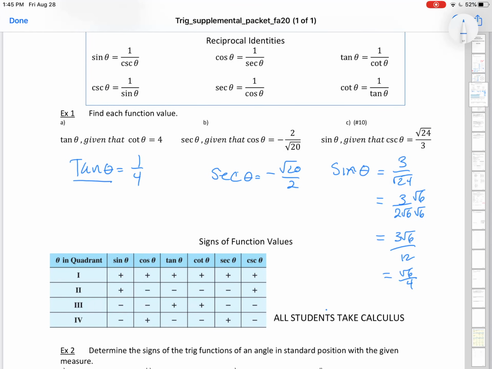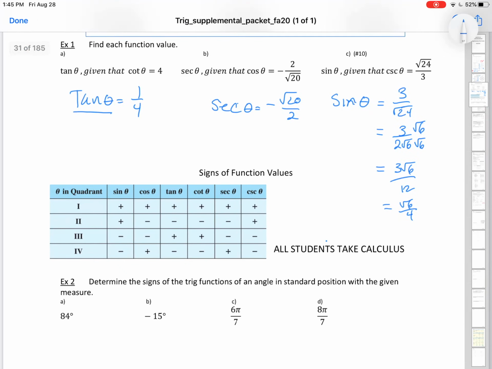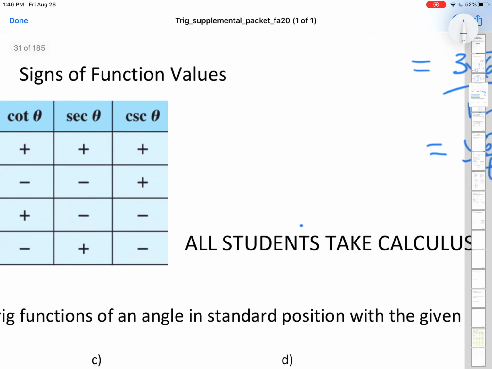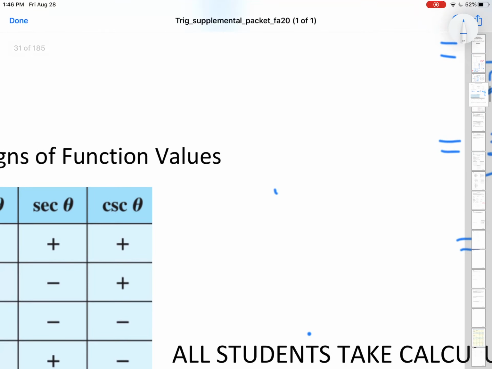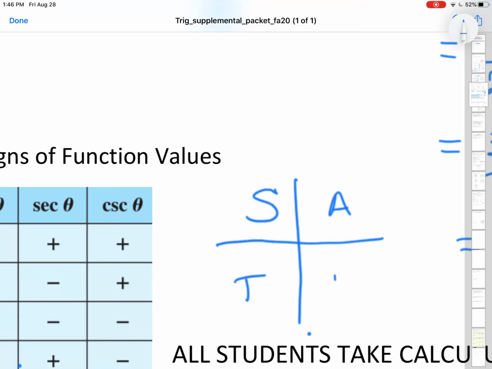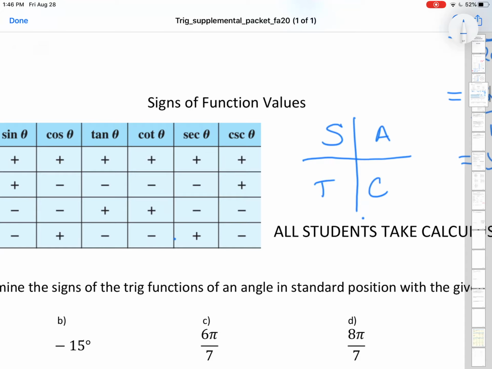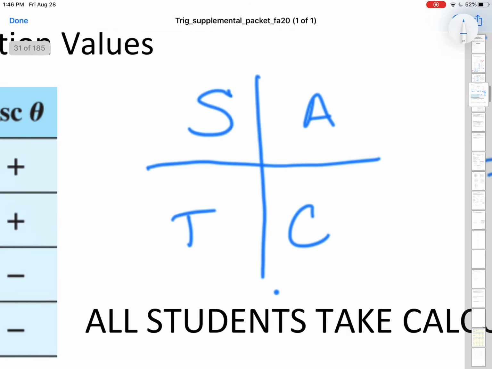So they're going to have us just play around with trig functions, but the important part is if you know the sine, cosine, tangent, then you know the other 3 because they're just flips like we did before. And so it's very important that you know the signs in each one of the quadrants. And so the way that we're going to help you remember that is, we're going to remember that all students take calculus. If you can remember that, it tells you what's positive.